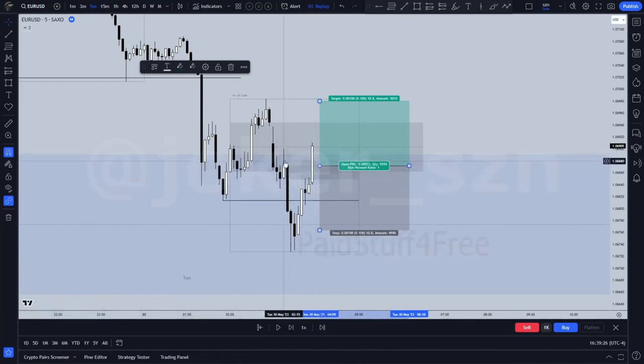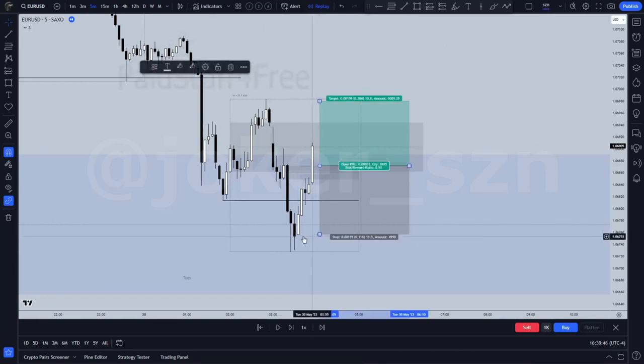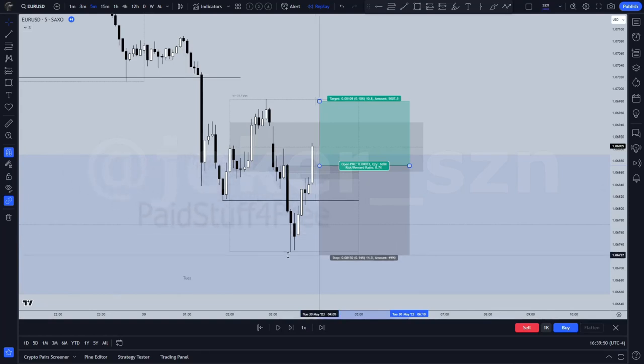Because we closed above, so now price should offer support here at this level, and we put our stops below the low. I put my stops here. There's no need for price to go back down here, so you could put your stops here as well, but there's no reason for price to go all the way down here, so I will put my stops right here as well.